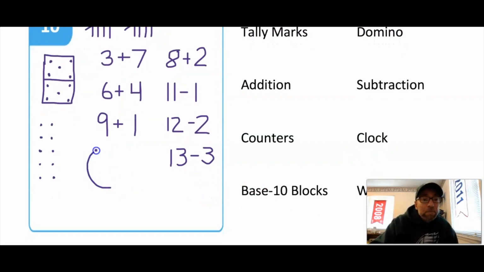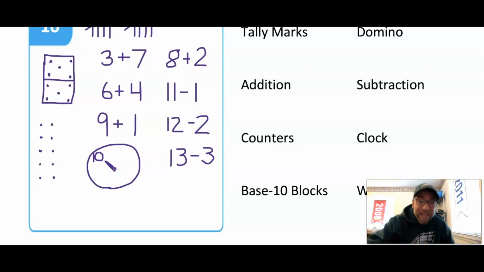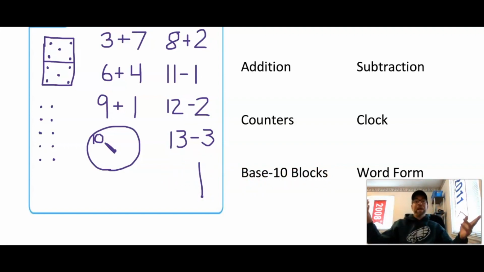So let's do a clock. Let's make that circle. And then I'm going to write where the number 10 would be on a clock. And I'm going to put my hour hand pointing to the 10. I just named the number 10 another way. I can also use base 10 blocks, longs and cubes. Now, to make the number 10, all I need is a long. So I'm going to draw one long, because my long is worth 10.